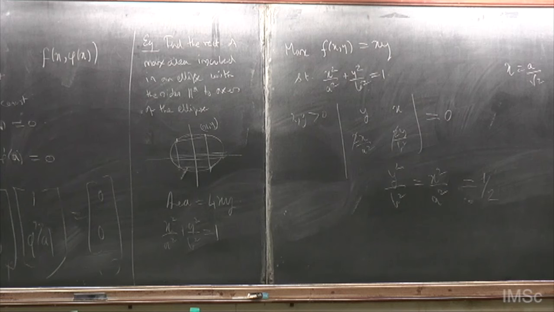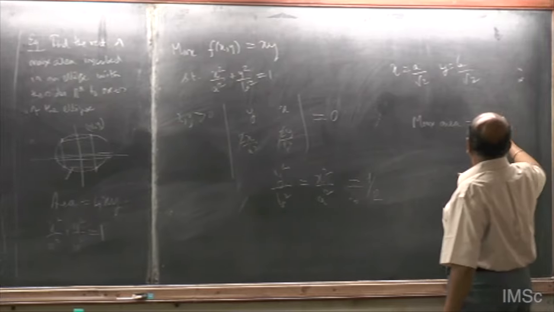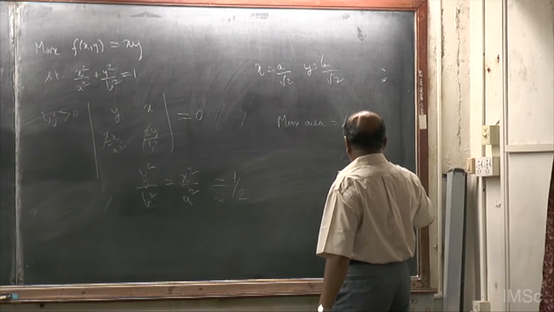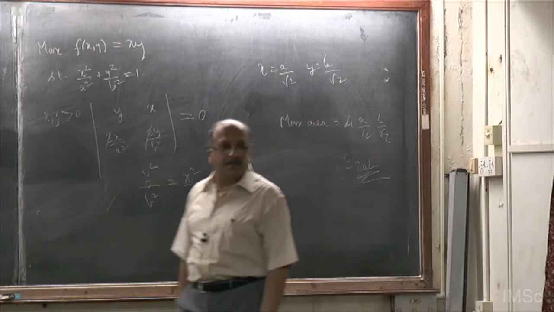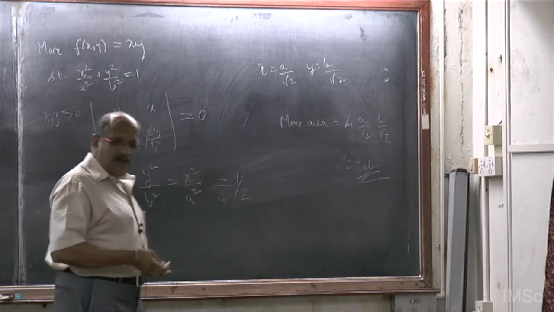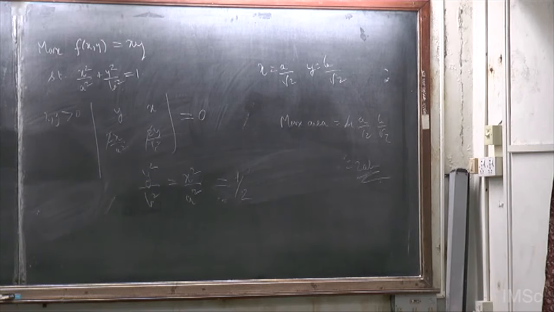So, the maximum area is 4 times this. So, maximum area equals 4 times a by root 2 b by root 2, which is 2ab. So, you do not have this condition that the first derivative vanishes, but that is replaced by some other condition where you bring in the 2.